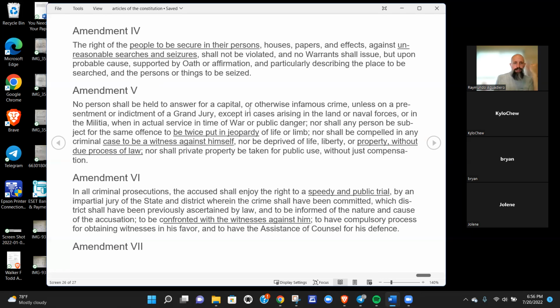Amendment 6. In all criminal prosecutions, the accused shall enjoy the right to a speedy and public trial by an impartial jury of the state and district wherein the crime shall have been committed, which district shall have been previously ascertained by law, and to be informed of the nature of the cause of the accusation, and be confronted with the witnesses against him, to have compulsory process for obtaining witnesses in his favor, and to have the assistance of counsel for his defense. Fascinating. There's so much in that. Fast and speedy trial.